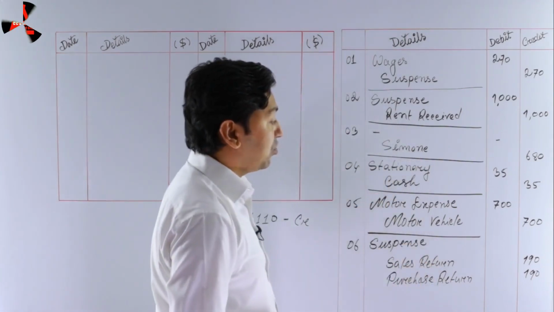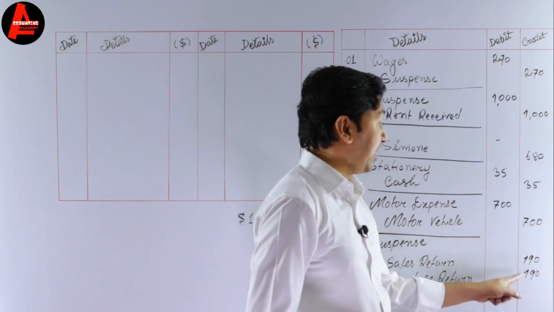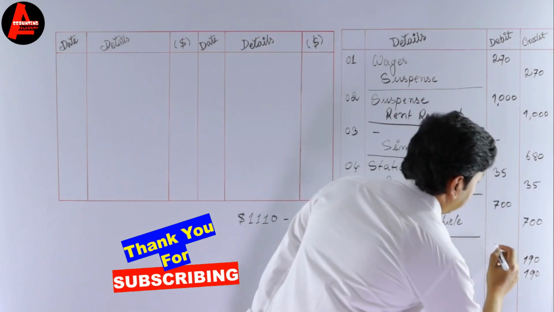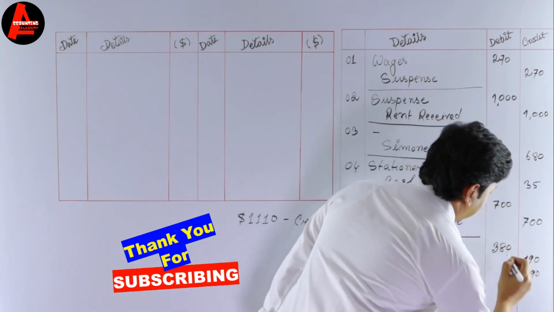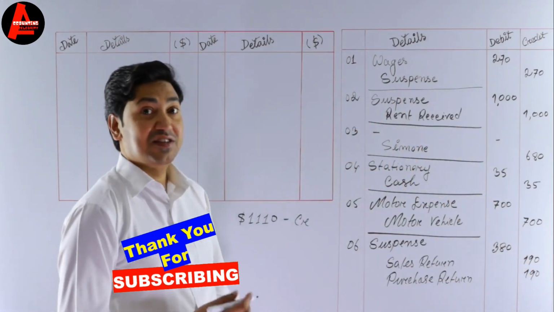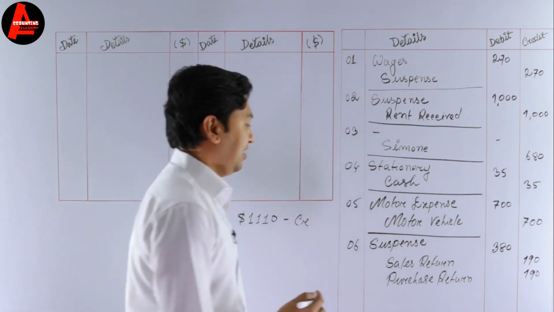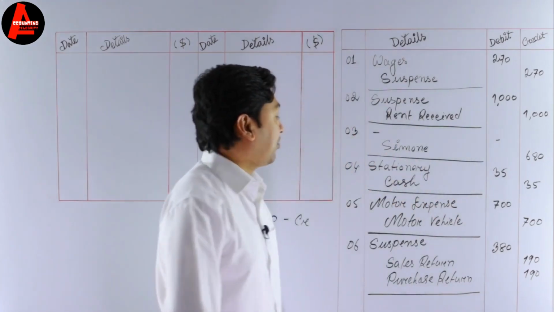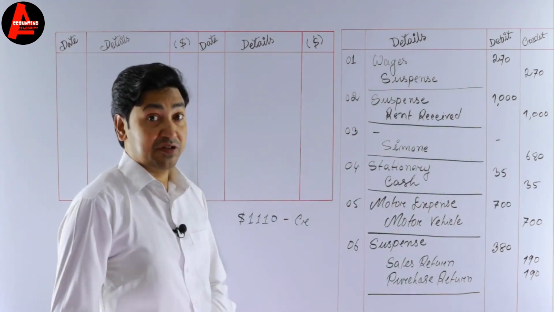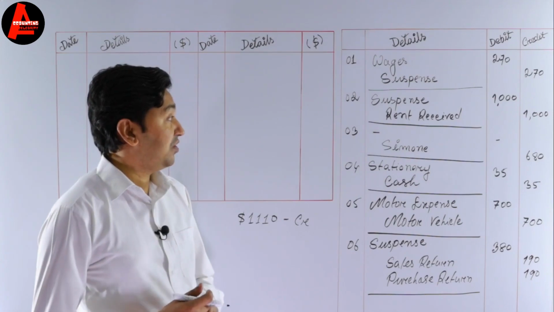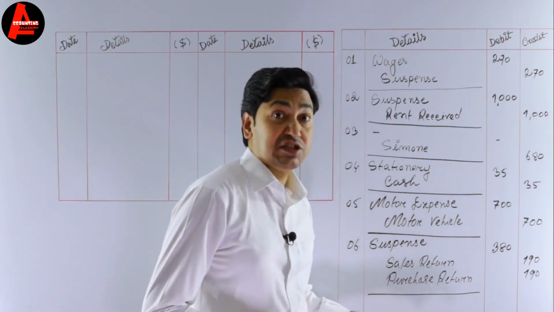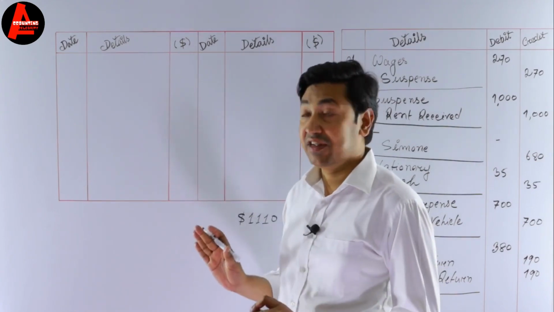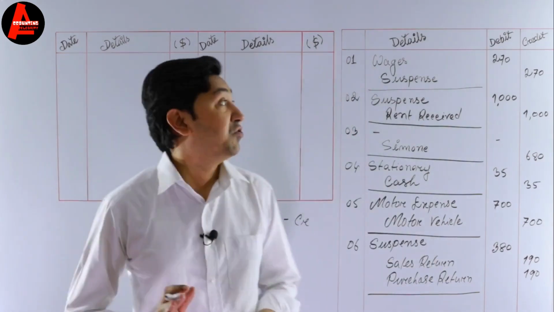Now what will be the amount? We have to add these two values, and if we add, we get $380. So this is also over. Let us make a closing line here. We recorded all the 6 transactions given in the question. Now based on these transactions, we have to prepare the suspense account. This is quite easy, just understand how we do it.